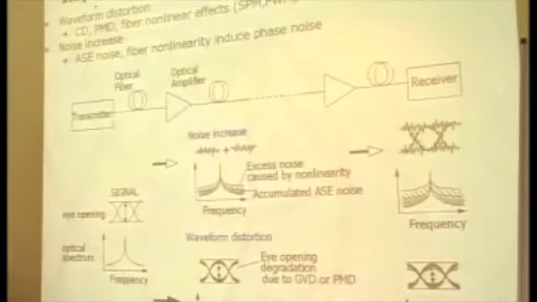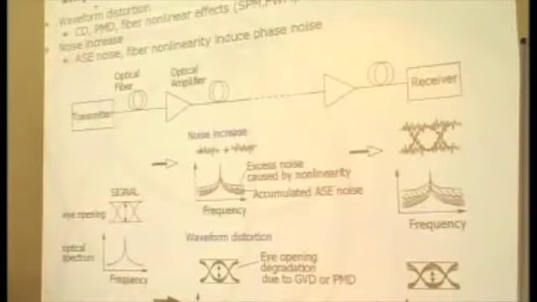In optical amplifier systems, each optical amplifier generates ASE noise, amplified spontaneous emission noise. So ASE noise will accumulate and degrade the optical signal-to-noise ratio. This accumulation of ASE noise is in proportion to the number of amplifiers and the amplifier gain.